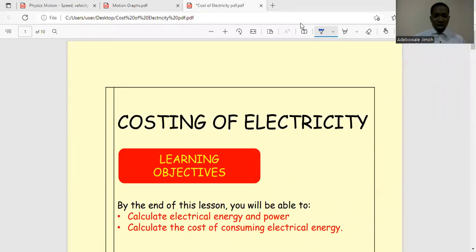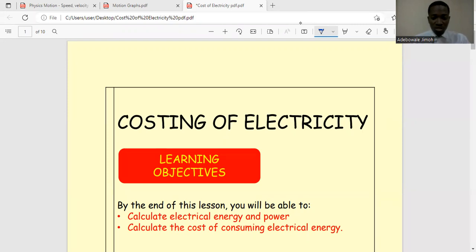Hello, good evening. Our topic of discussion today is costing of electricity. And this is where finance meets physics. So we'll be calculating the costs of consuming electricity, be it in naira, dollar, or pound, all depending on the country you are staying. That is the topic of discussion today.